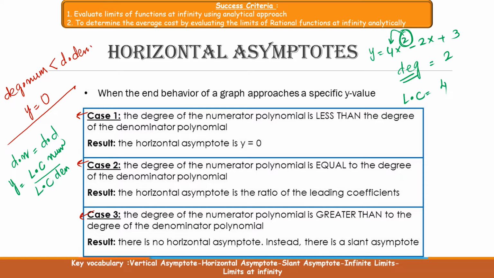According to case number 3, the degree of the numerator is bigger than the degree of the denominator. So it means there is no horizontal asymptote. If there is no horizontal asymptote, it means there is a slant asymptote. Whenever there is a slant asymptote, the end behavior of the graph will be either positive infinity or negative infinity.